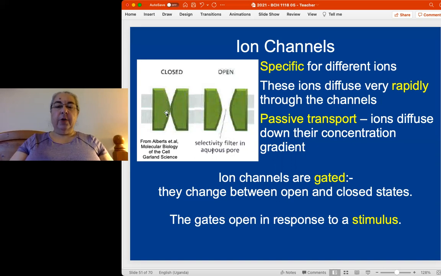So being able to open and close is called being a gated channel. And when the gated channel receives a stimulus, they are able to open or close appropriately and allow the correct ion to pass through them.